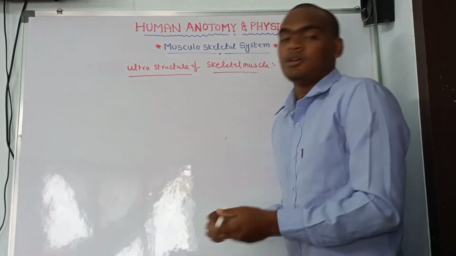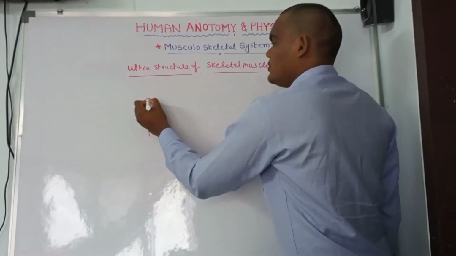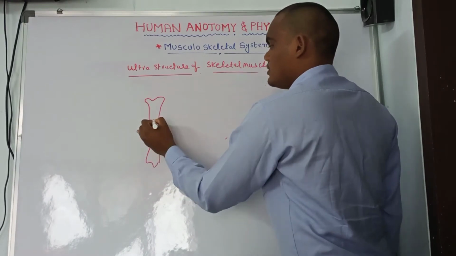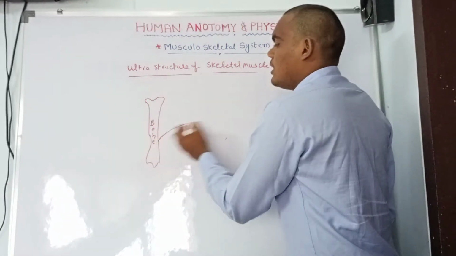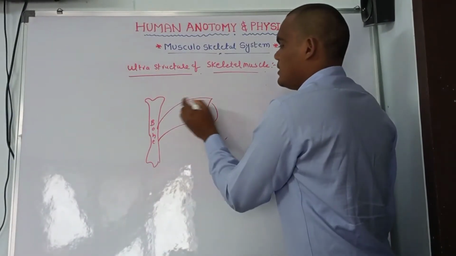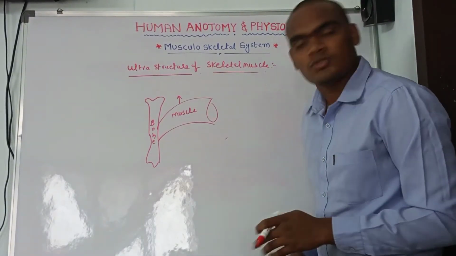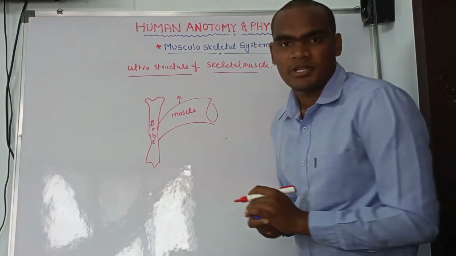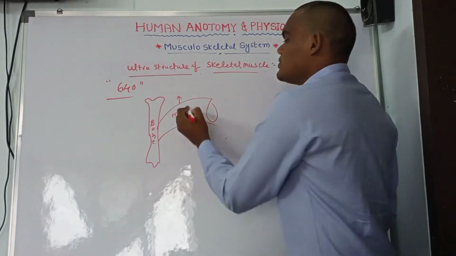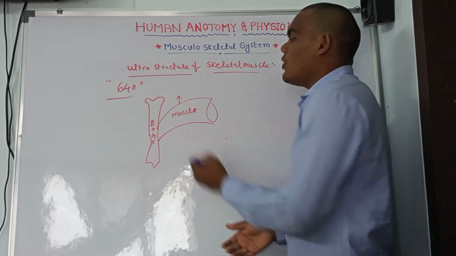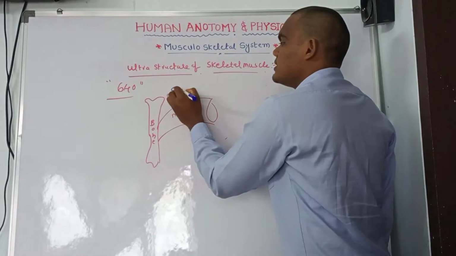So we will discuss the ultra structure of skeletal muscle. This bone is attached to the muscle. What is this? Muscles. How many muscles are there? 640 muscles are there. In these muscles we observe the outer line, the outer membrane of the muscle, is called epimysium.